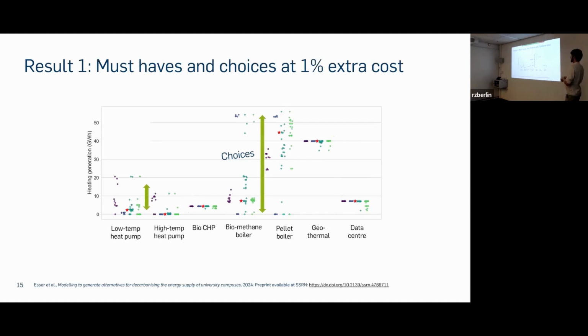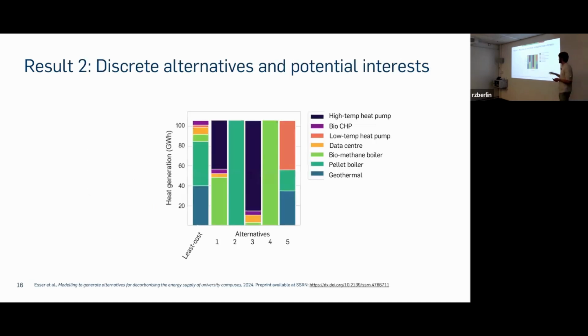Right, but we cannot only look into the solutions on such a macro level, looking at the whole set of alternatives. We can also look into some very discrete alternatives, which we see here: again the least cost solution, and then 5 alternatives. For each of them, we see the heat generation mix shown on the y-axis. We can already see that these alternatives differ quite a lot in terms of technology mixes and technologies being used. What's particularly helpful here is that we can directly relate these to some criteria or interests that the decision makers at the university may have.